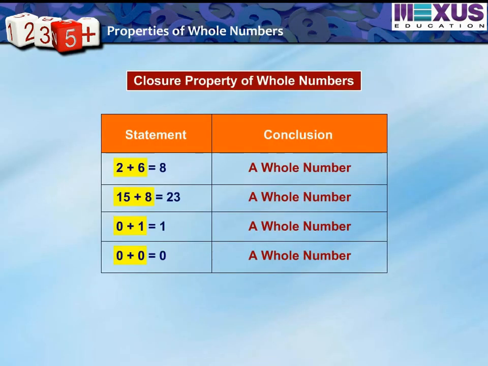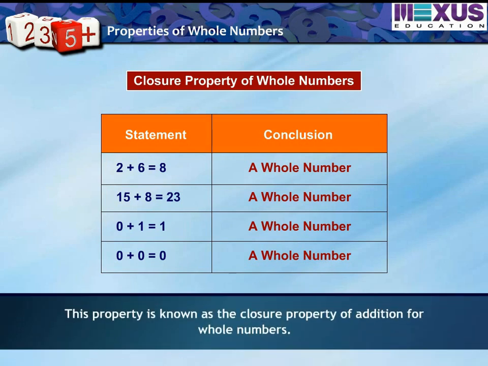Take any two whole numbers and add them. We observe that the sum of any two whole numbers is always a whole number. So the collection of whole numbers is closed under addition. This property is known as the closure property of addition for whole numbers.